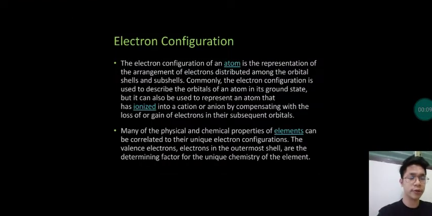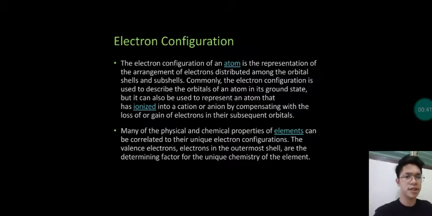Basically, the electron configuration of an atom is the representation of the arrangement of electrons distributed among the orbital shells and subshells. Commonly, the electron configuration is used to describe the orbitals of an atom in its ground state. What we mean by ground state is that the electron should be at the least energy level, but it can also be used to represent an atom that has ionized into a cation or an anion. A cation is a positively charged ion, while an anion is a negatively charged ion.